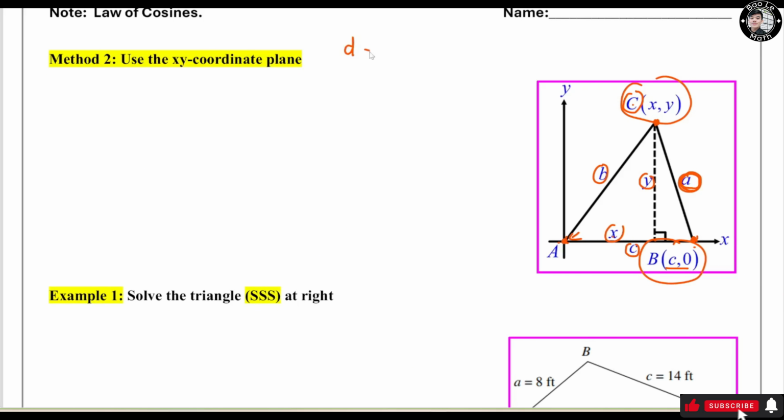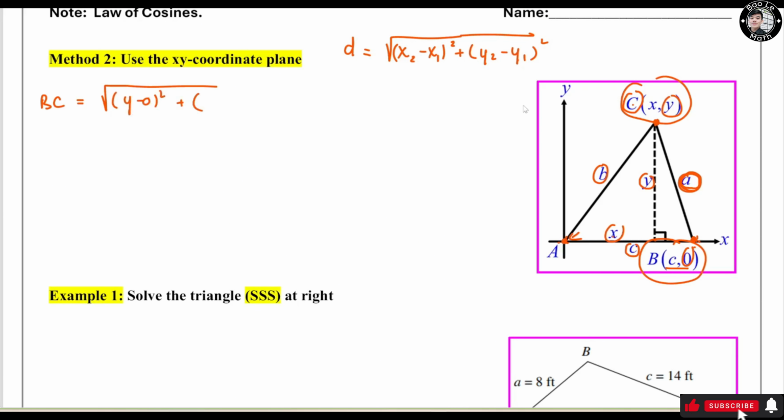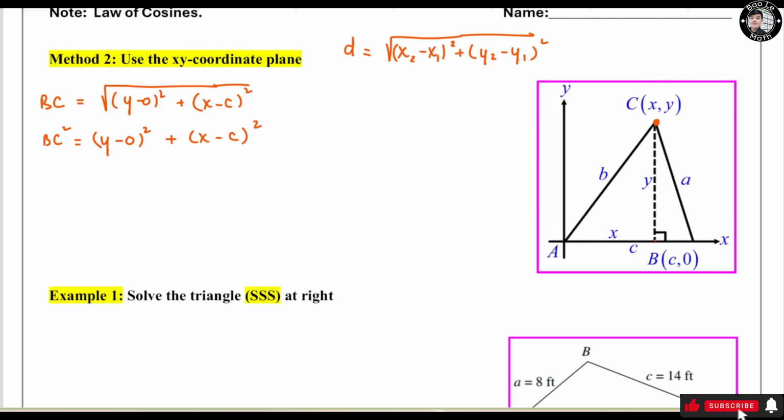Now remember the distance formula equals the square root of x2 minus x1 squared plus y2 minus y1 squared. So we have BC equals the square root of y minus 0 squared plus x minus c squared. Now we're going to square both sides, so we have BC squared equals y minus 0 all together squared plus x minus c all together squared. Now we're going to apply the trig ratio in the right triangle right here.